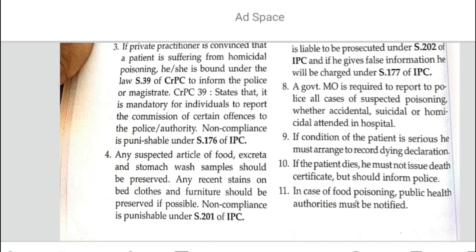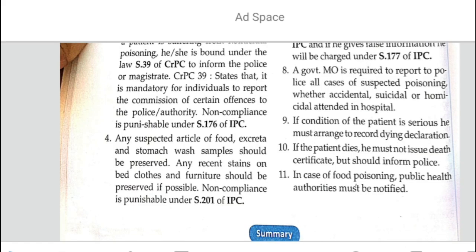A government MO is required to report to the police all cases of suspected poisoning, whether accidental, suicidal, or homicidal, attended in hospital. If condition of the patient is serious, he must arrange to record a dying declaration. If the patient dies, he must not issue a death certificate but should inform the police. In case of food poisoning, public health authorities must be notified.